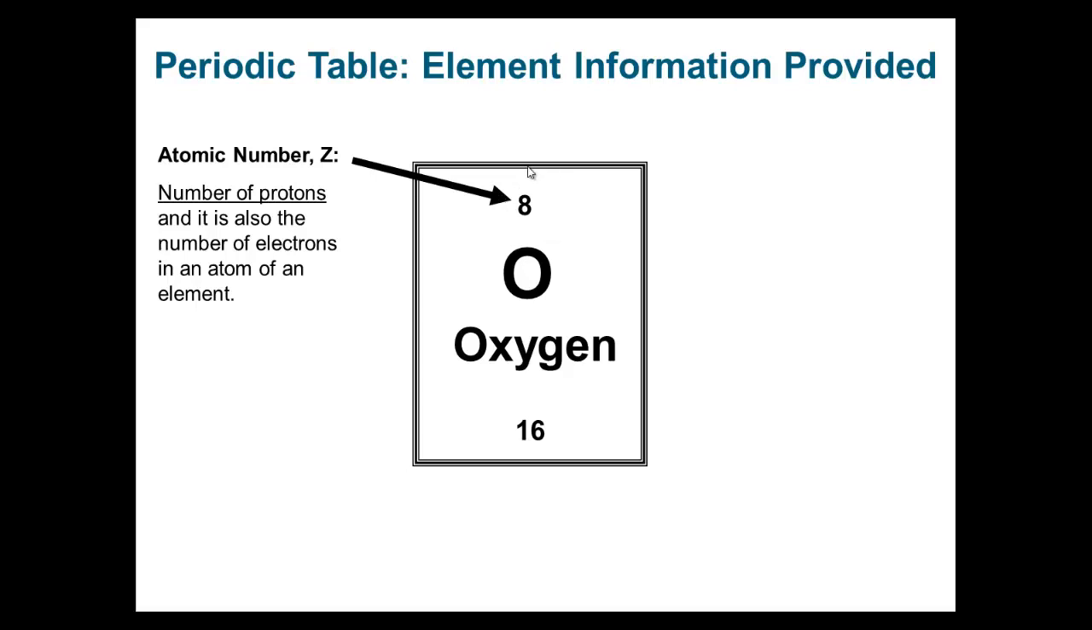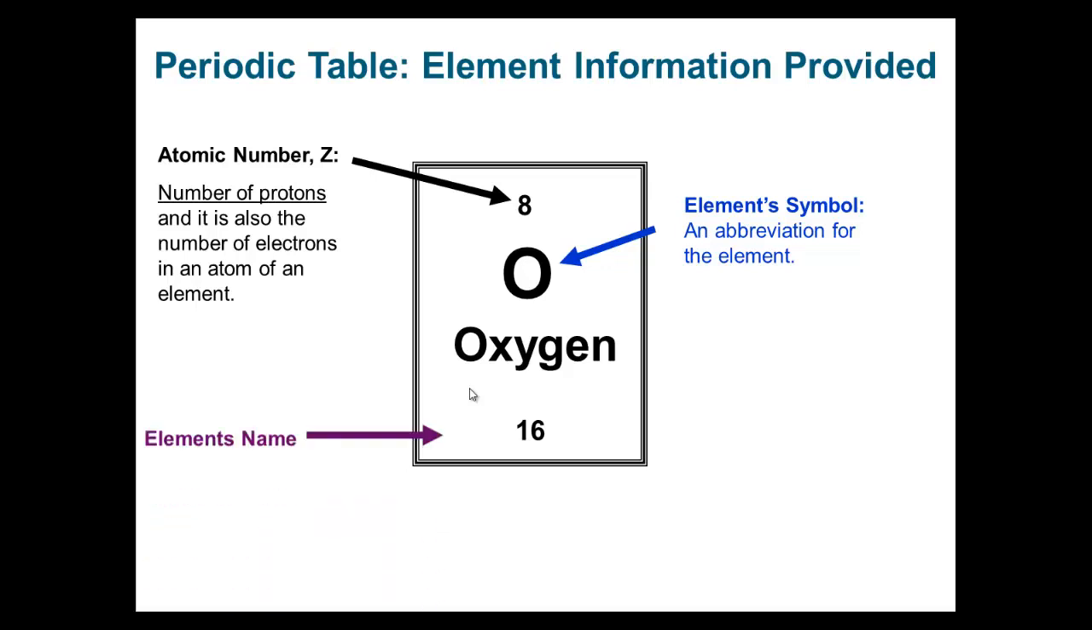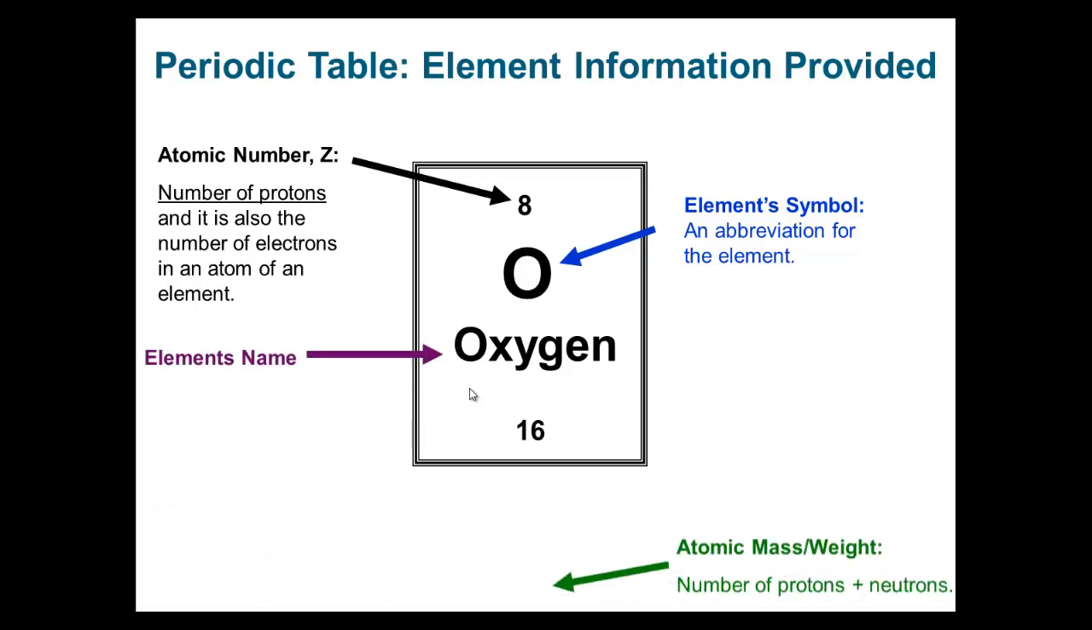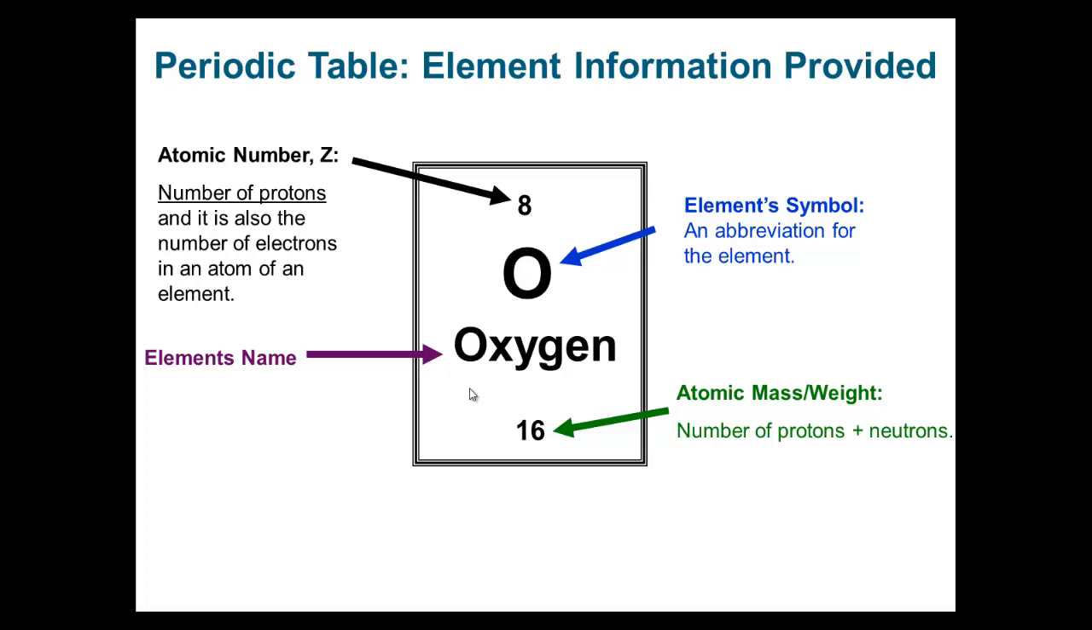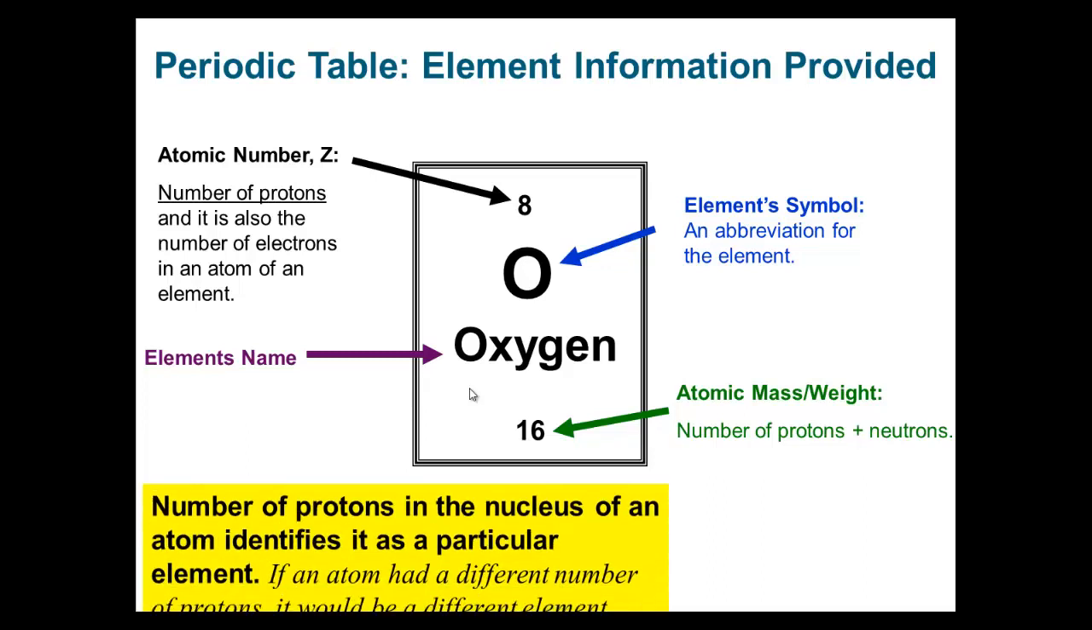And 8 is a special number. It also identifies oxygen. If I tell you there's an element in the periodic table that has 8 protons, you could right away know that's oxygen. The O is the element symbol. It's an abbreviation of the element. The element's name is oxygen. And 16 here is the atomic mass, or weight. That's just the number of protons plus neutrons. I'm going to highlight this for you. Again, the number of protons in the nucleus of an atom identifies it as a particular element. If an atom has a different number of protons, it would be a different element.